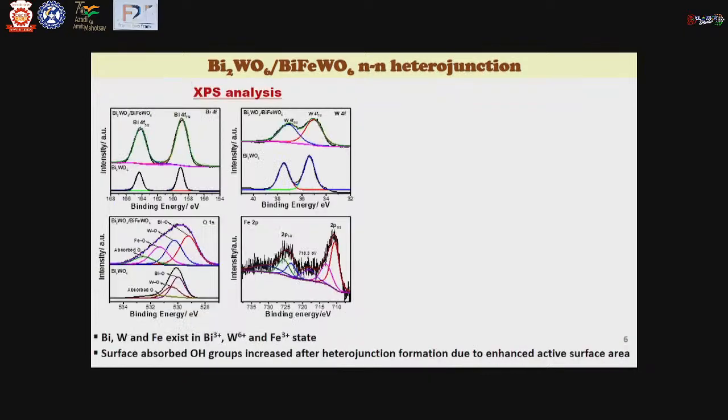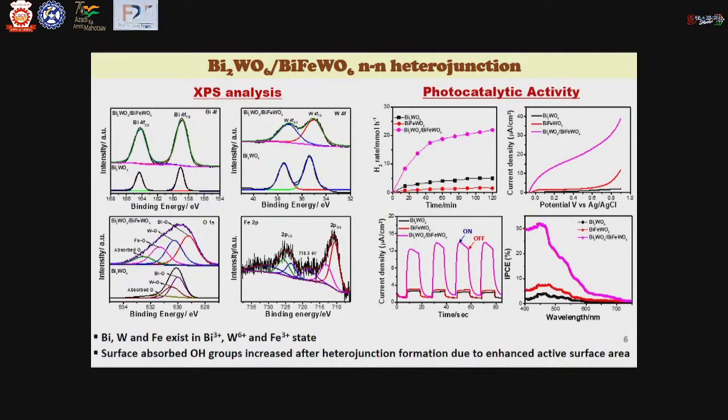Finally, we did the XPS analysis to confirm the oxidation states of the elements, where bismuth remains in the 3+ state, tungsten in the 6+ state and iron in the 3+ state. Interestingly, after heterojunction formation, the surface adsorbed oxygen group enhances, which is indicative of enhancement of active surface area. So we finally studied the photocatalytic activity through photocatalytic hydrogen generation and photoelectrochemical water splitting.